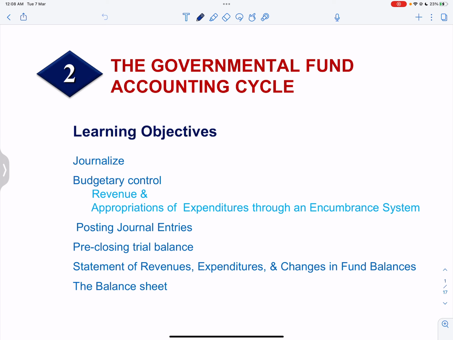We will explain how budgetary control is done for revenues and appropriations of expenditures through an encumbrance system. We will also illustrate how to post general entries in the ledger. We will also show how to prepare pre-closing trial balance. And finally, how to prepare a statement of revenues, expenditures, and changes in fund balances and the balance sheet.